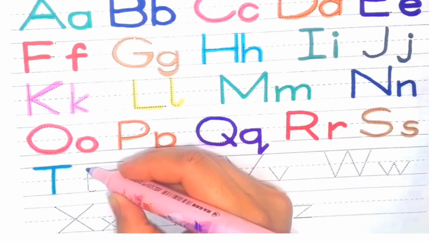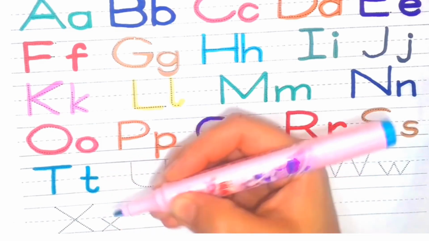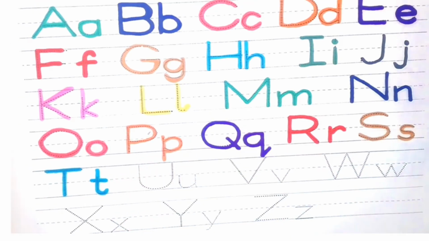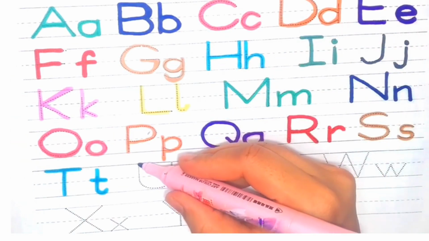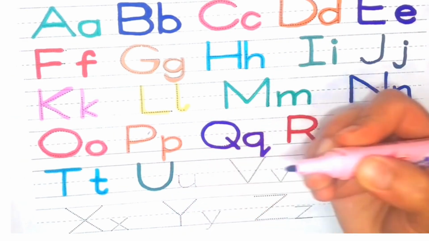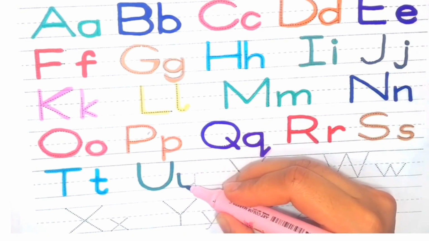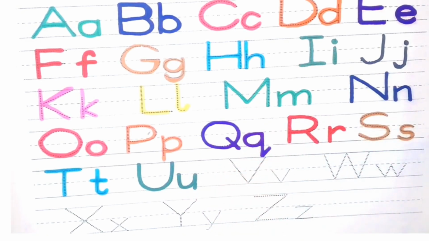Capital T. Small t. T for tree. Capital U. Small u. U for umbrella.